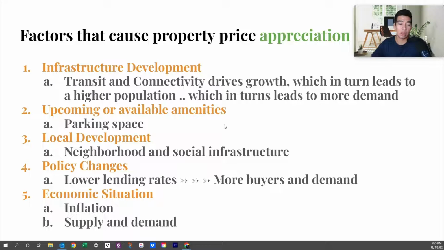Policy changes. Lower lending rates lead to more buyers and demand. As the Fed right now is hiking rates, our rates are going up, which means more people are just priced out of the market, right? Either payments are too high for their liking or they simply don't qualify.